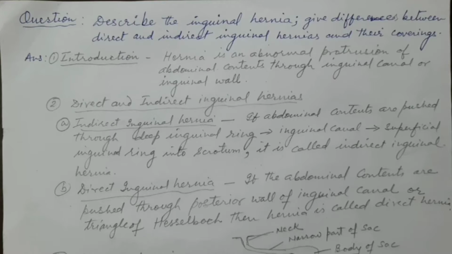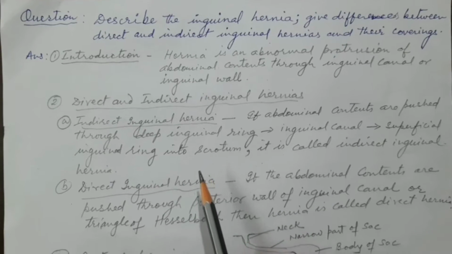This is indirect because the contents have to travel in the hernial sac throughout the course of the inguinal canal, right from the deep inguinal ring to the superficial inguinal ring, and further it may protrude into the scrotum by the side of the testes and the spermatic cord, going right up to the bottom of the scrotum. That kind of hernia is called indirect inguinal hernia.